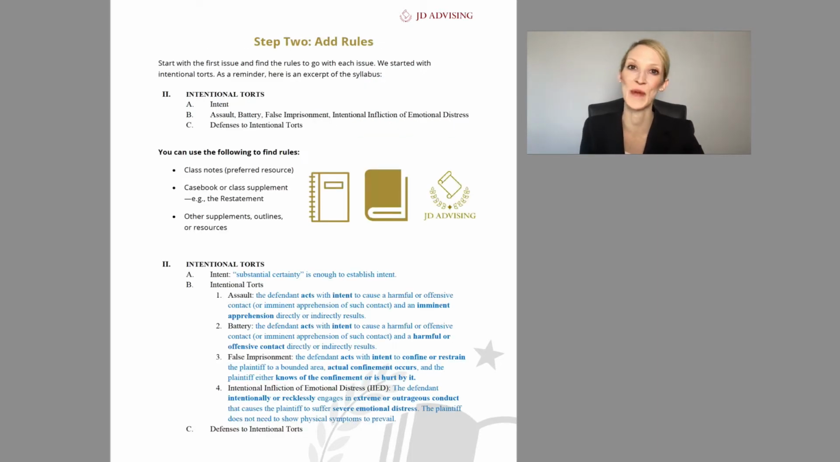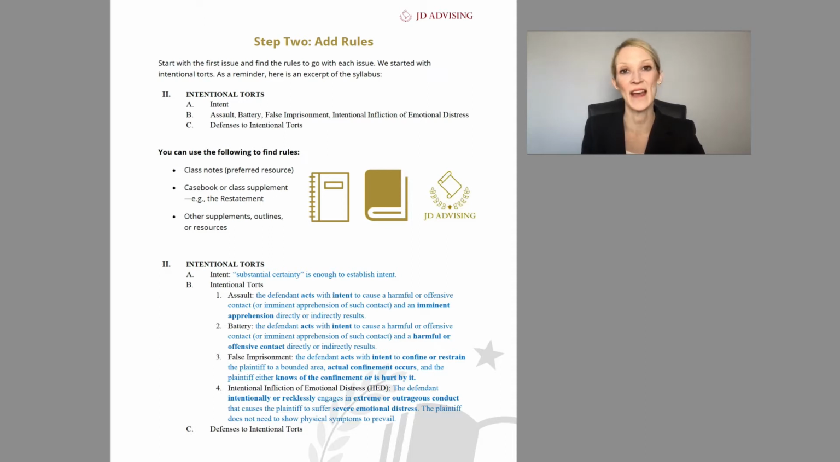Step 2 is to add rules. Once you have what topics you're going to be outlining, you want to make sure that you add rules to these appropriate topics. One big mistake that 1Ls make, and this is specific to first-year law students, is they tend to organize their outlines around cases rather than rules.